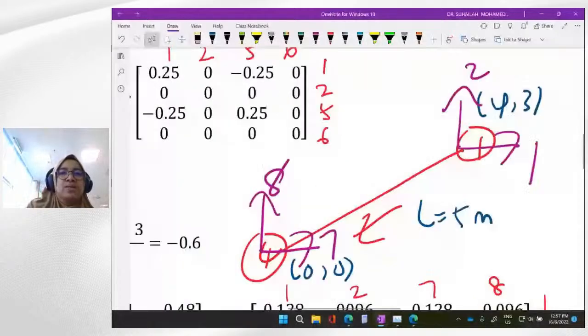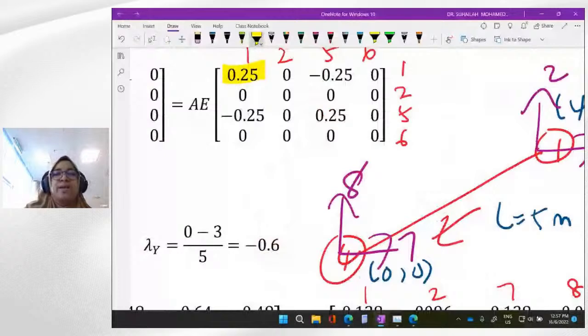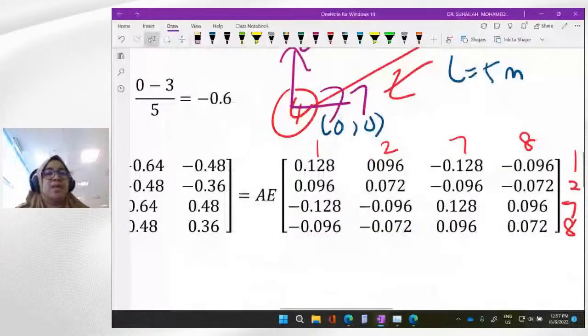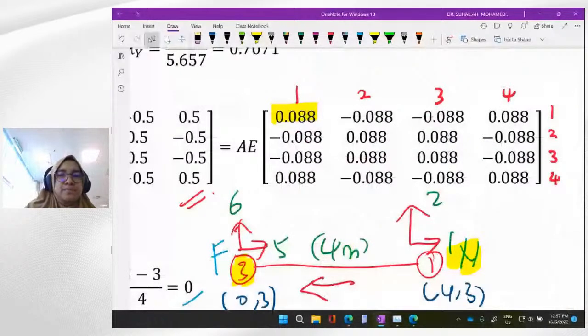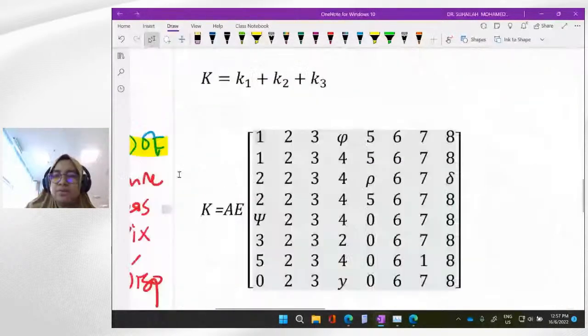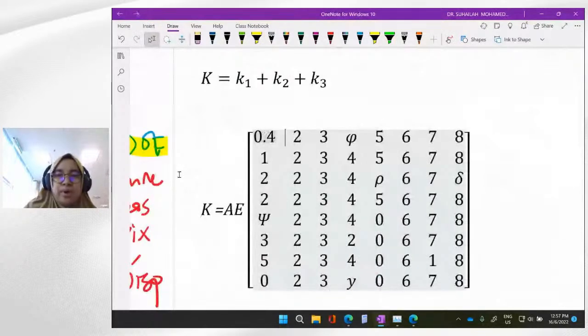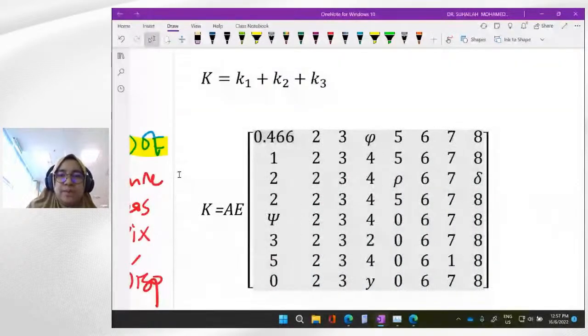0.25. In K3, 1, 1 is 0.128. So we have to total these three and we get the value at position 1, 1 for the structure stiffness matrix. It is 0.128 plus 0.088 plus 0.25, so we get 0.466. We have to do it one by one from 1, 1 position until 8, 8 position.